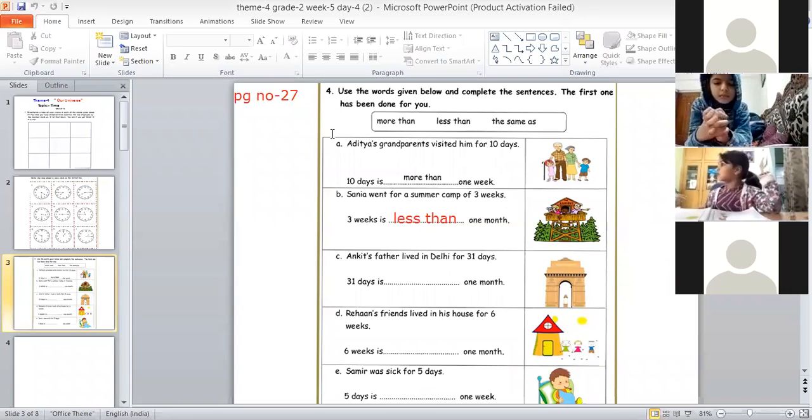Yes, Devansh? Ma'am, can I go to the toilet? Yes, Devansh, you can go. Okay.